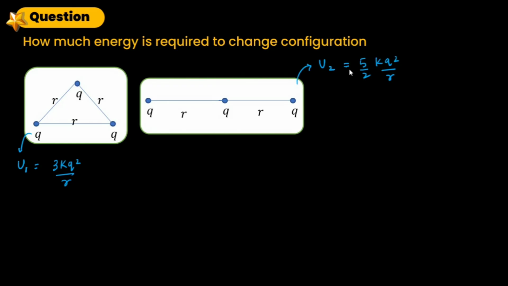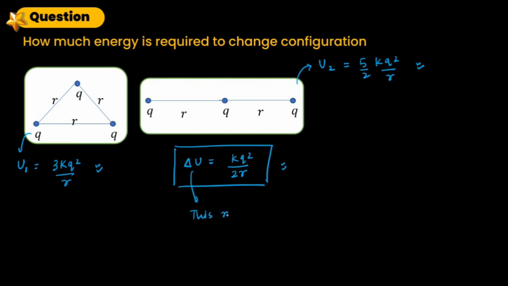Decreased. Yes, correct. So the change in potential energy is going to be 3 kq square by r minus 5 by 2 kq square by r, which is kq square over 2r, like half. This is 3, this is 2.5, so we get half. So this much energy is required to change the configuration. That is what we have to understand.